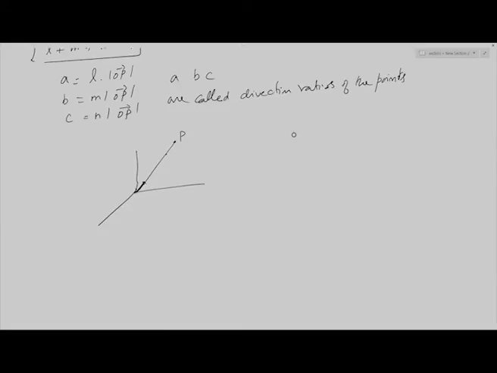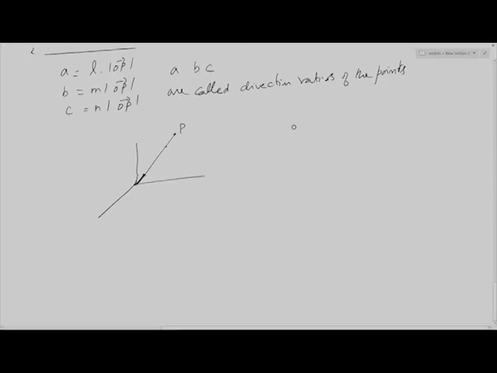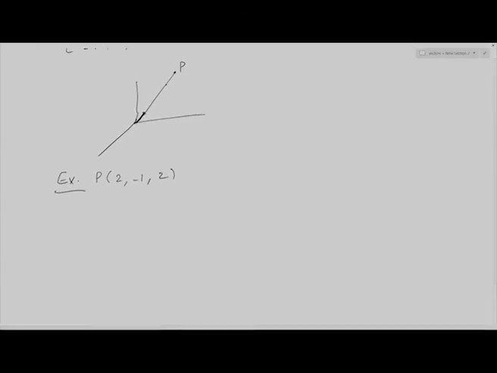And with this understanding, for example, let us take one point 2, minus 1, 2, a point in space. What will be the direction cosines? For that we should know what OP is. The modulus of the vector OP is the square root of 4 plus 1 plus 4, squaring the components, which is equal to 3. So, the length of that vector is 3.